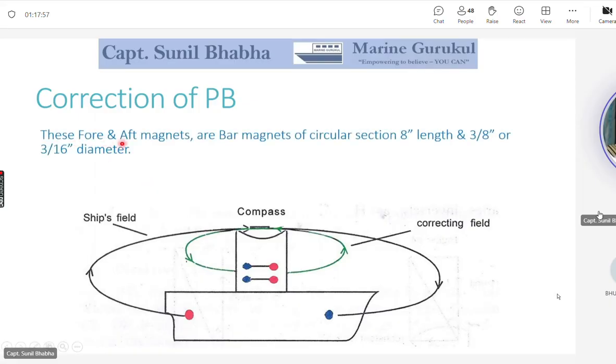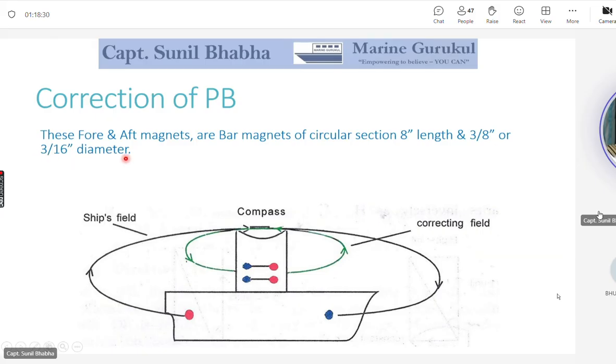These magnets which we use, the fore and aft magnets, are bar magnets of circular cross section. They are 8 inches long and they come in two thicknesses, either 3/8 inch or 3/16 inch diameter. So where more powerful magnets are required, we use the thicker ones, that is 3/8 inch, or where less powerful correctors are required, we use 3/16 inch diameter magnets.